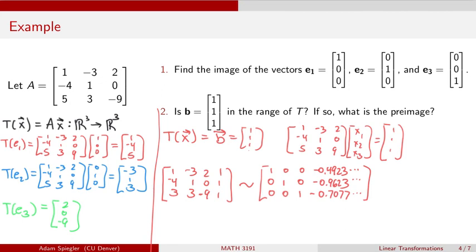But because we can find the solution, this tells us that the vector b, which is 1, 1, 1, is indeed in the range of this function, and its pre-image is given by this vector over here, which is x1 approximately minus 0.4923, then we would set x2 equal to approximately minus 0.9623, and so on. x3 is going to be approximately minus 0.7077. So yes, this has a pre-image that we found by putting the corresponding augmented matrix into reduced row echelon form.